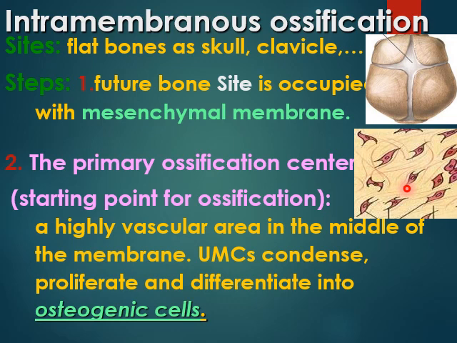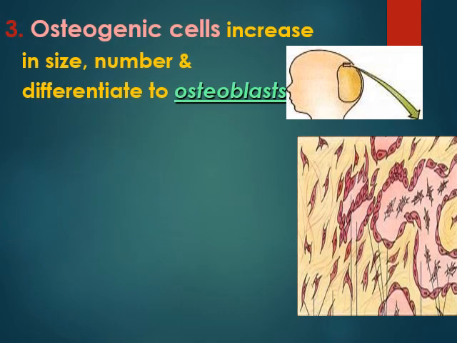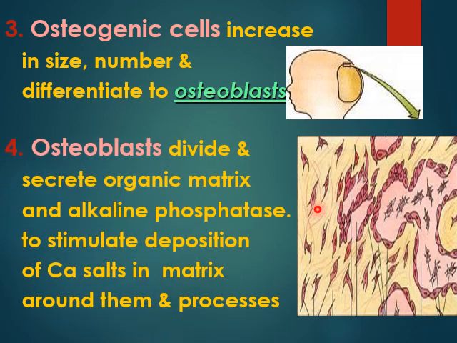So the key for ossification is increased blood supply. With increased blood supply, the undifferentiated mesenchymal cells will change to osteogenic cells. The osteogenic cells increase in number and size and differentiate to osteoblasts. The osteoblasts will divide and secrete the organic matrix and secrete alkaline phosphatase that precipitates the calcium in the matrix.